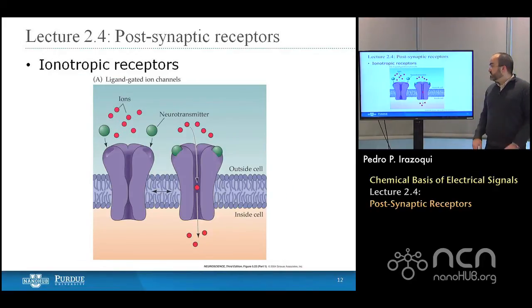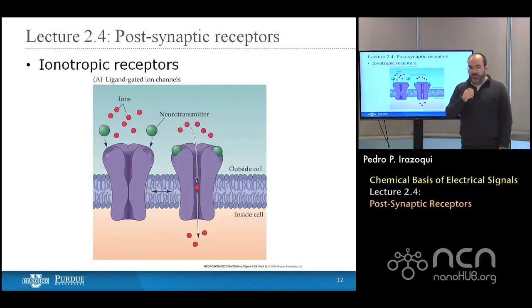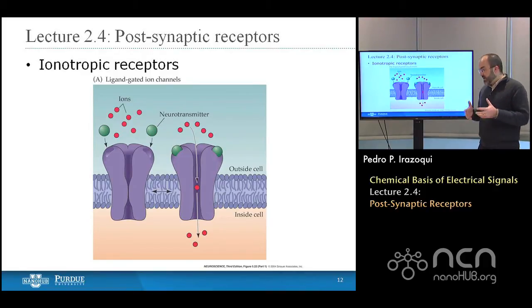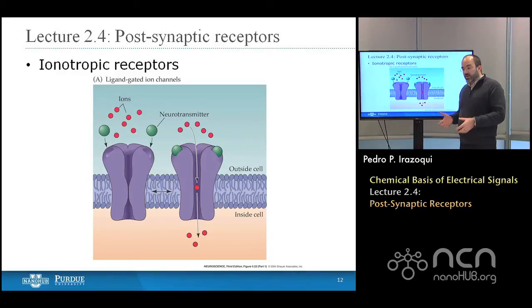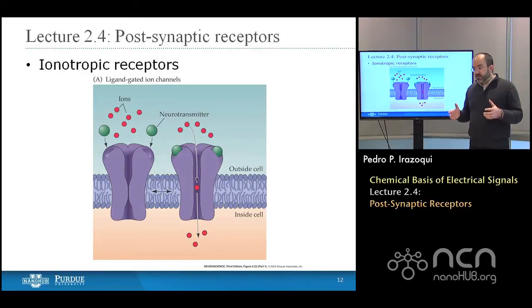Okay, let's get back to postsynaptic receptors. Looking at postsynaptic receptors, we talked in the last lecture about how there are two broad categories: voltage-gated ion channels and ligand-gated ion channels. Within the ligand-gated ion channels, we said that there were several different categories. There were ligand-gated ion channels that were gated by the presence of a neurotransmitter on the outside of the cell.